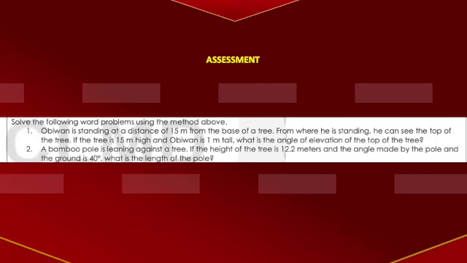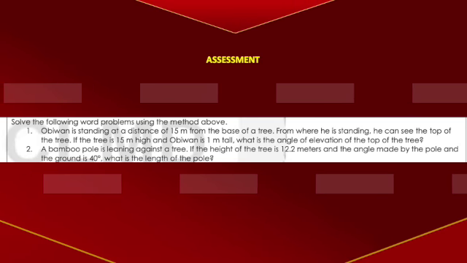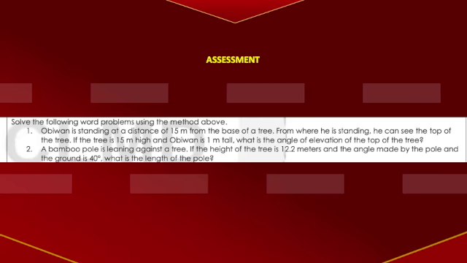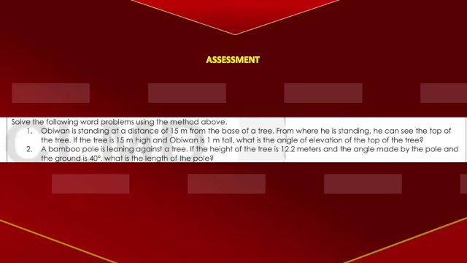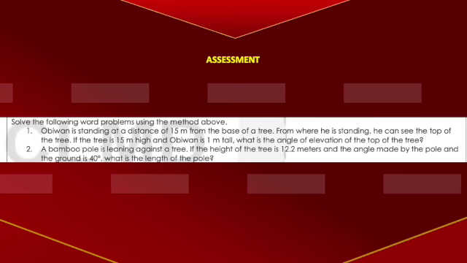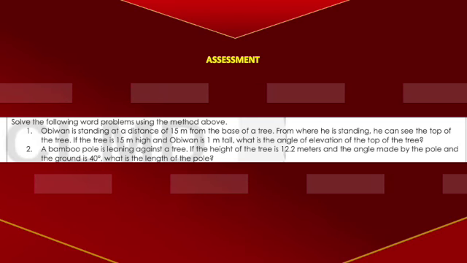Number 2, a bamboo pole is leaning against a tree. If the height of the tree is 12.2 meters and the angle made by the pole and the ground is 40 degrees, what is the length of the pole? So, I'll give you time to do this one. Okay, time is up. So, tingnan natin, checkan na natin kung tama ba kayo.